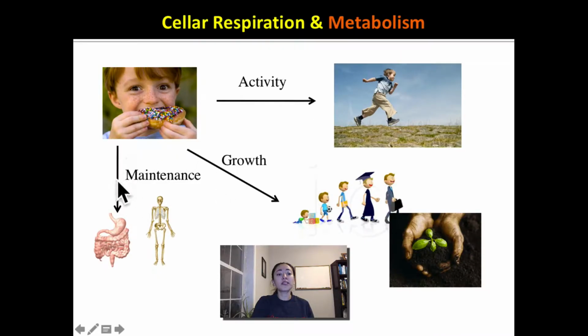Cellular respiration and fermentation are important in maintenance. You're constantly replenishing the cells in your body and you need ATP to do this. For growth, it's also important, as well as for activity. You're burning a lot of ATP and a lot of glucose whenever you are very active.